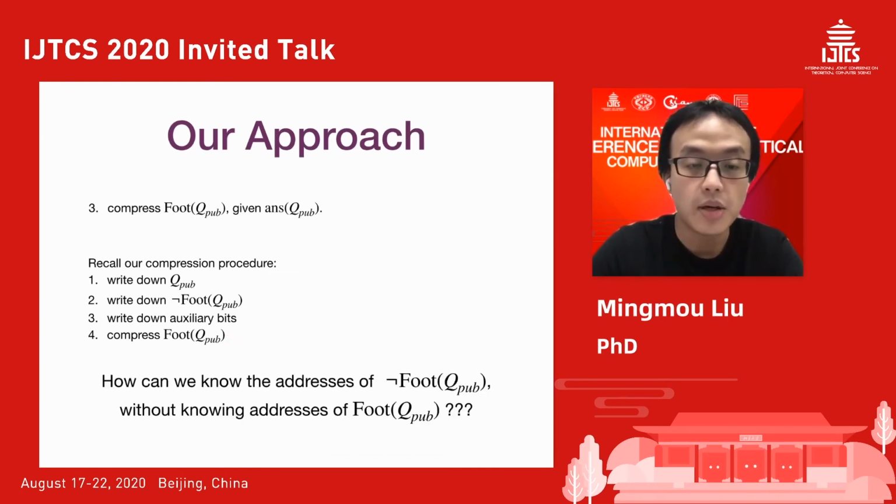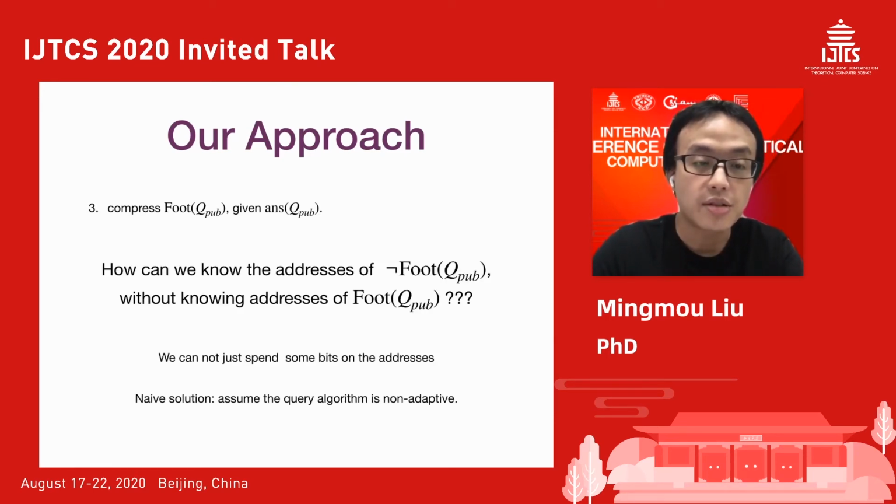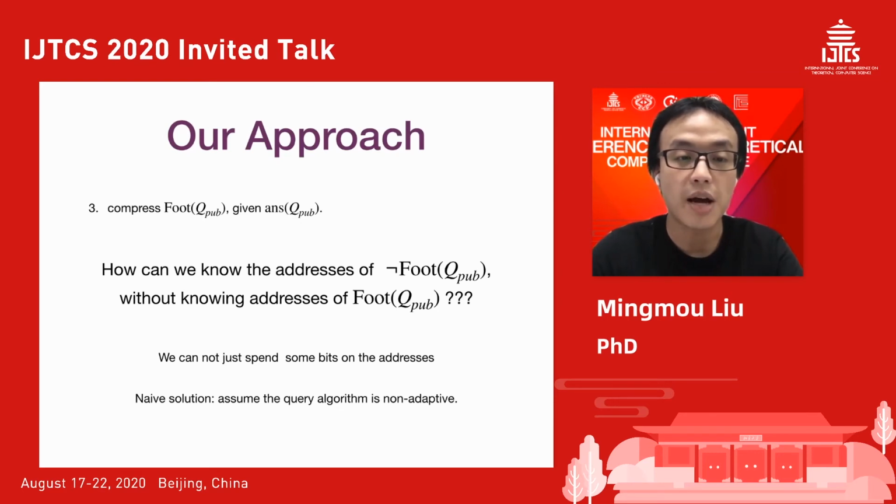To make it happen, we have to know the addresses of the cells which are not probed by QPub. We cannot just write the addresses down because the query algorithm is fully adaptive. In other words, the addresses may reveal lots of information about the database. One may easily bypass this difficulty by assuming the query algorithm is non-adaptive. That is to say, the set of probed cells depends only on the query.